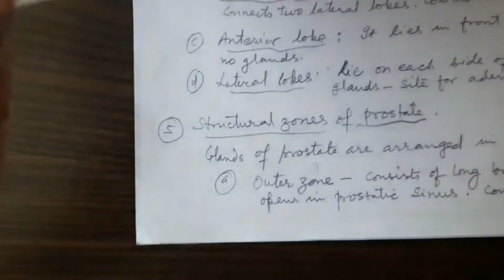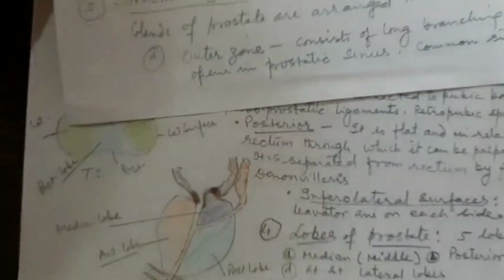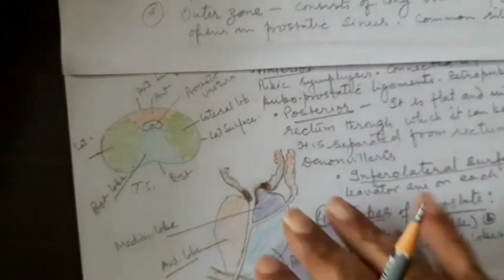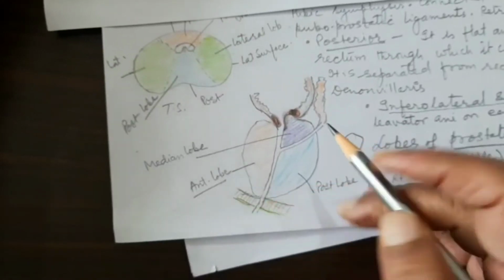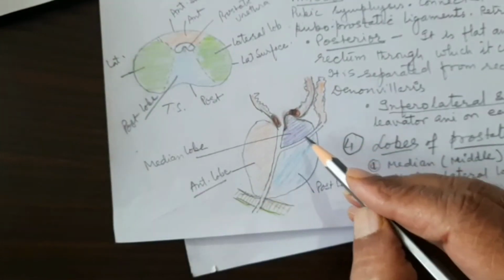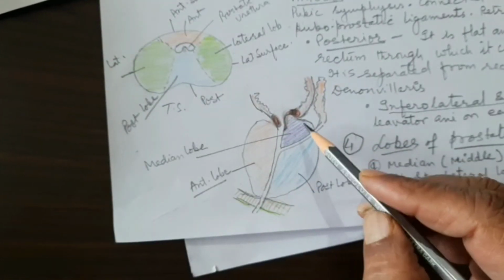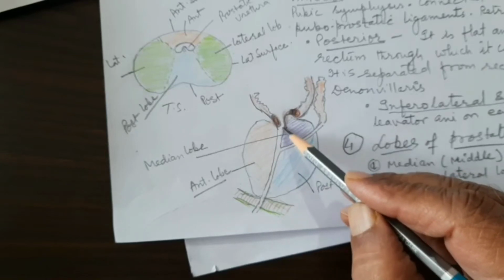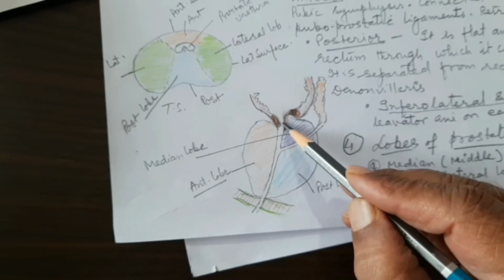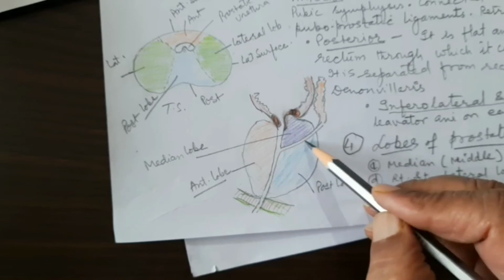Let us see further details about these lobes. Once we have classified the lobes, let us see first the median lobe, which is seen in this diagram. This is the median lobe. Now it lies between the upper part of the urethra, the prostatic urethra, and the ejaculatory duct.